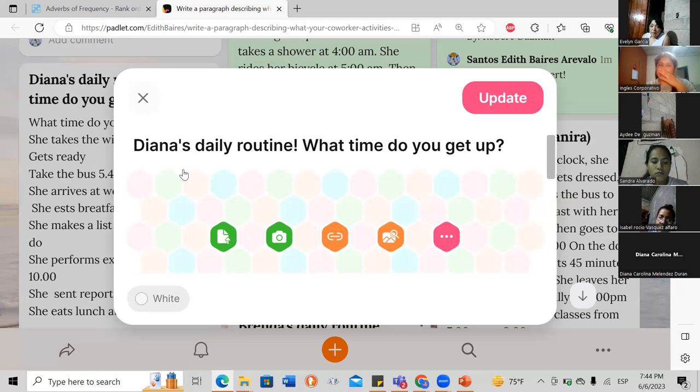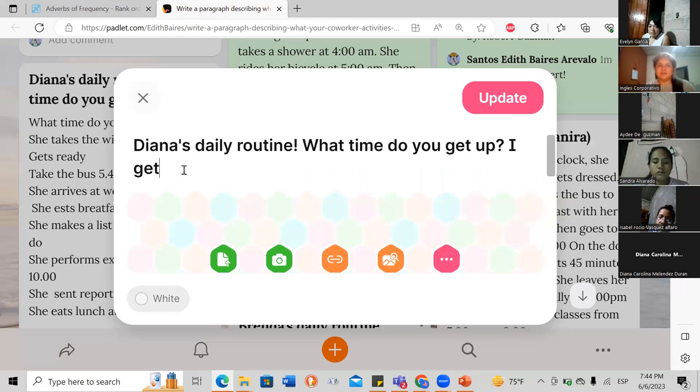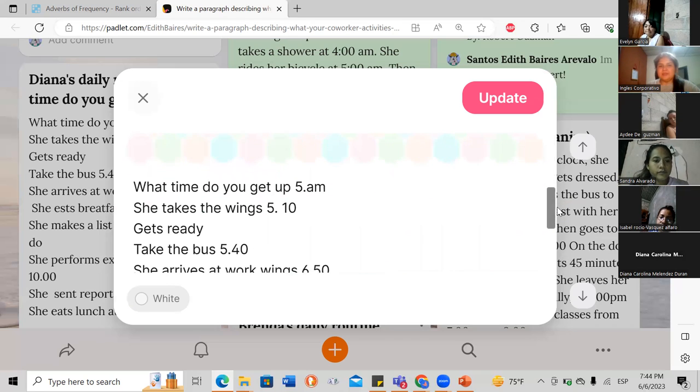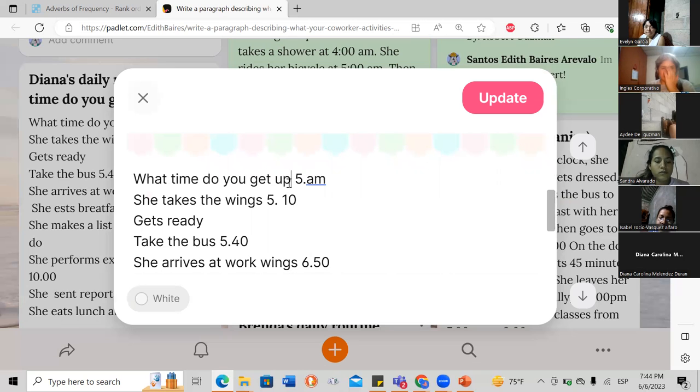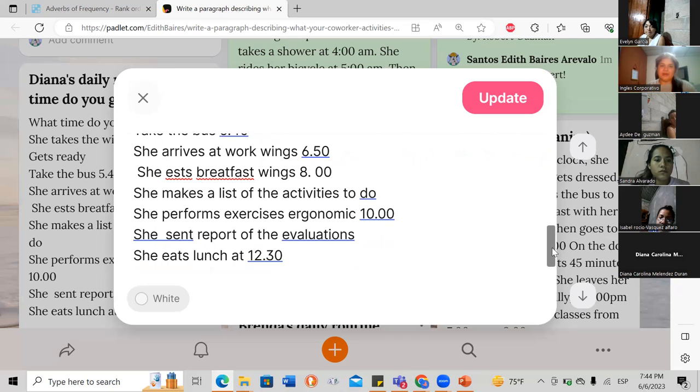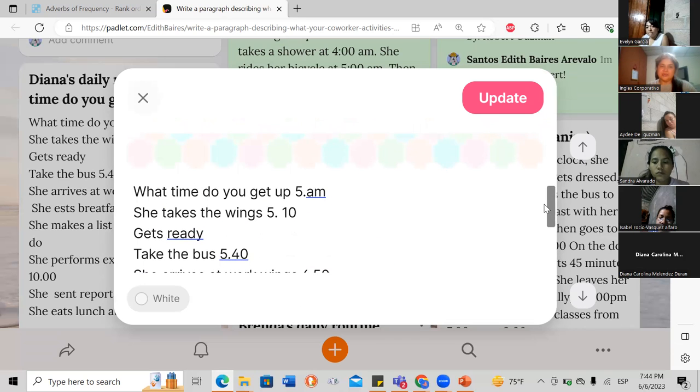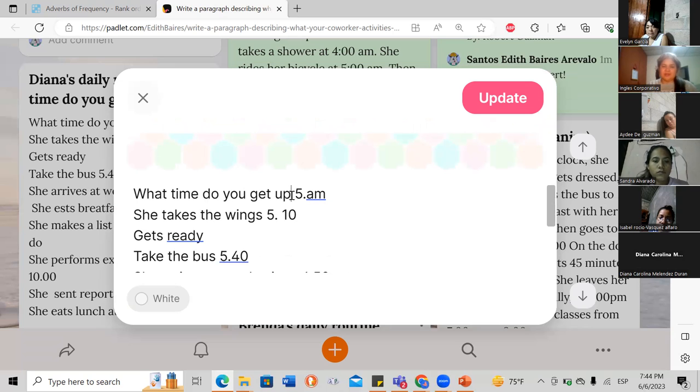¿Cómo sería la respuesta? I get up at 5 a.m. Right? Okay, let me see the rest. What time do you get up? Usted le está haciendo preguntas aquí. No me hizo un párrafo, me hizo como preguntas, respuestas, supongo. Aquí cerraríamos el signo de preguntas si usted le está preguntando eso. What time do you get up? La respuesta fue a las 5.